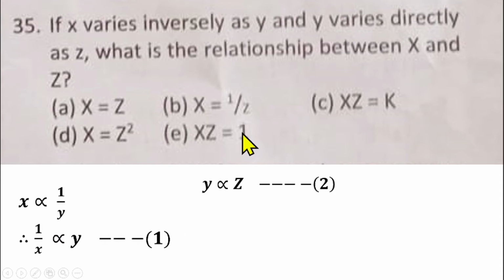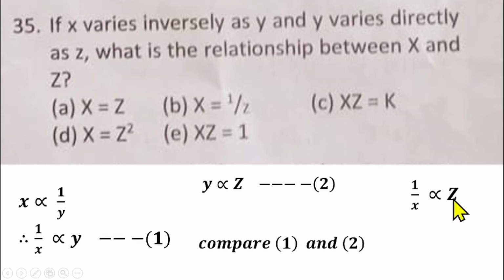From the second statement, y varies as z. Now, if 1 over x varies as y and y varies as z, that means 1 over x will vary as z, because wherever this one stops, this one begins. So comparing 1 and 2, you'll have 1 over x varies as z.